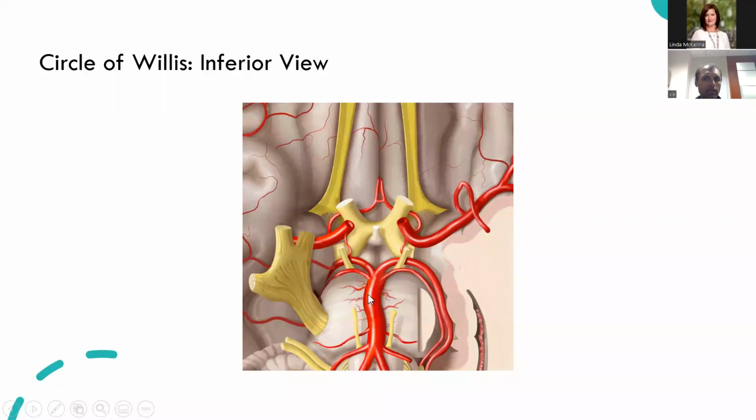Here's another cartoon rendition of the same thing. So here's the basilar running up the brainstem, giving off the posterior cerebral arteries. Here are the ACAs, or the anterior cerebral arteries, and here's the ICA giving off the middle cerebral arteries.